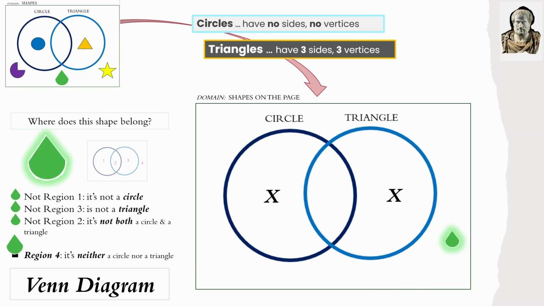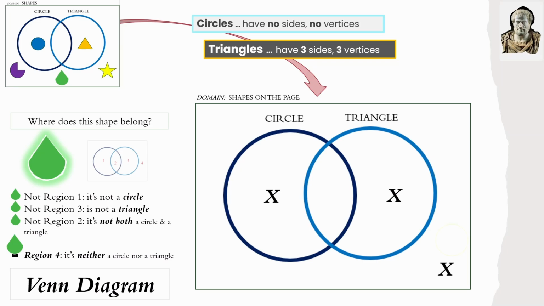And remember, when we're doing Venn diagrams, we write an X to say there's at least one thing in this region. So for our Venn diagram here, this X would represent the blue circle, this X would represent our orange triangle, and then we could add a little X here for our teardrop shape. And then the question is, are we done?